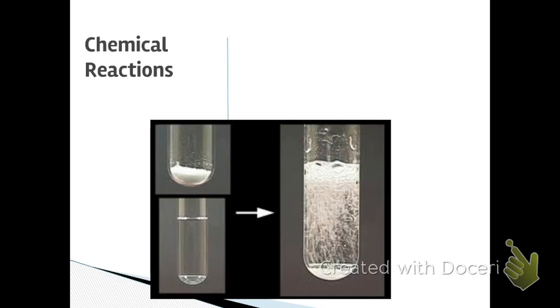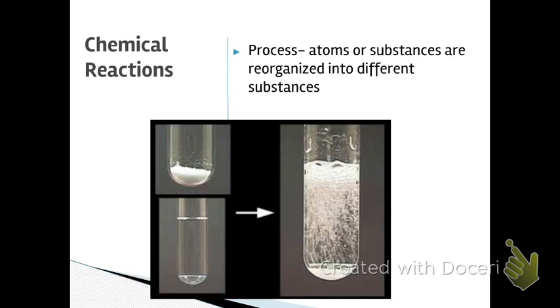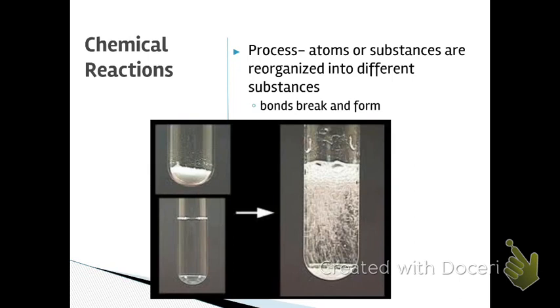All right. Well, how do we make compounds? We can make compounds through what are called chemical reactions. This is a process where atoms or substances are reorganized into different substances. So for this to occur, bonds will break and form. Okay. So you can make a new substance. But in a chemical reaction, none of the atoms are destroyed. They're just rearranged. So I want you to highlight reorganized or just think rearranged.